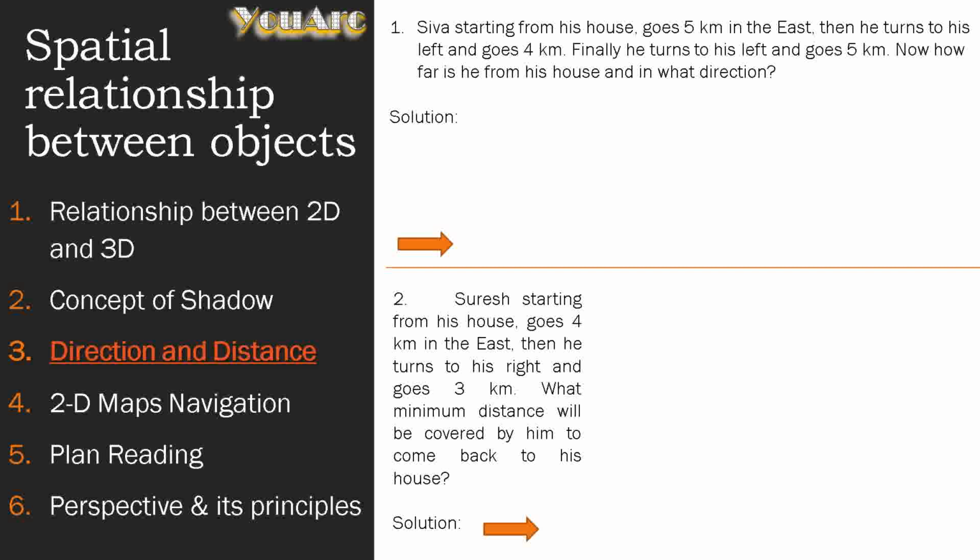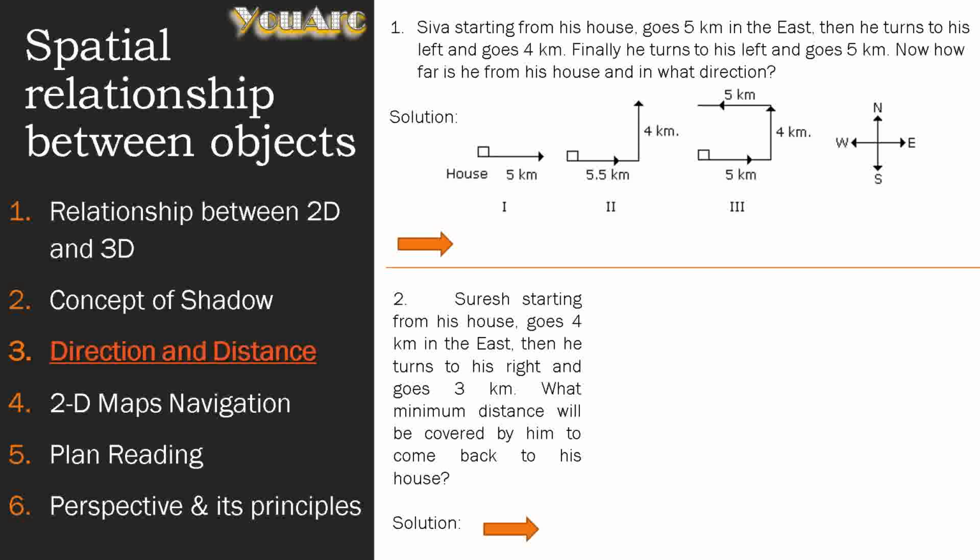Okay, because you have to be very familiar with that northeast southwest orientation, and then only you can solve this question. So again he is going to his left for 4 kilometers, and he turns again left and goes 5 kilometers, and how far is he from his house and in what direction is he from his house? So this can be answered like this. See, it is his house. He is going east for 5 kilometers, and again he is going north for 4 kilometers, and again he is coming back.